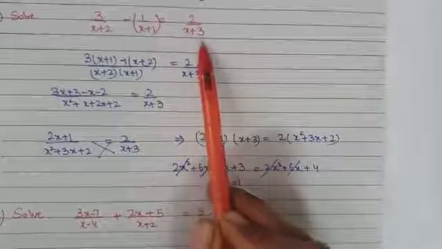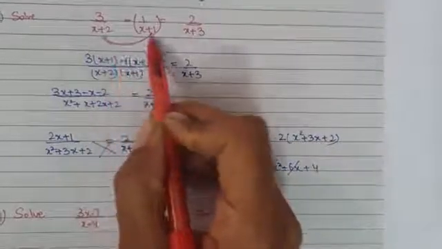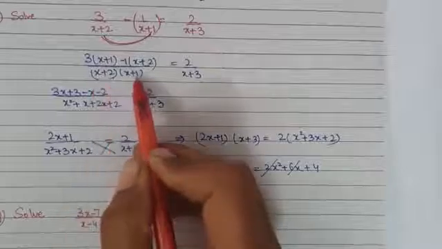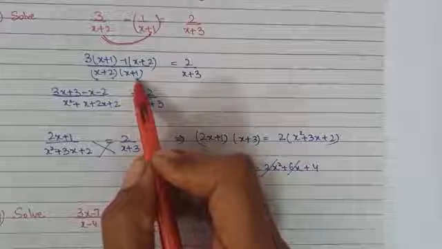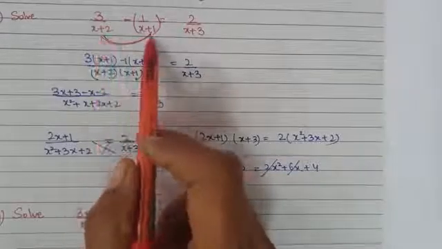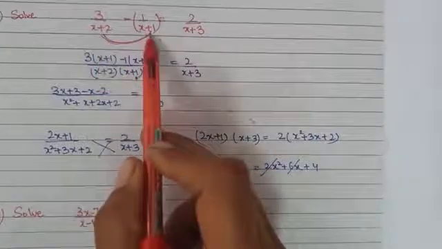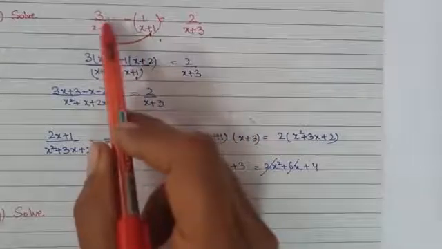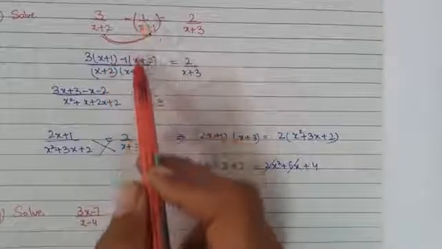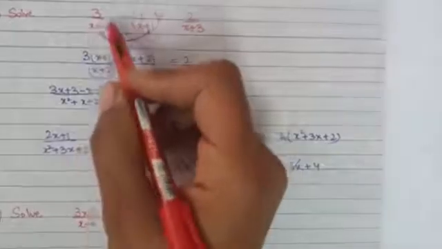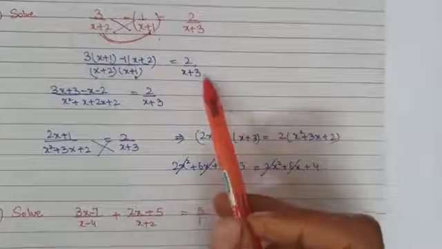The next question is 3 upon x plus 2 minus 1 upon x plus 1 is equal to 2 upon x plus 3. It is very clear. First of all, we have to take LCM. x plus 2 into x plus 1. This is the easy method to take the LCM when variables are there, because we cannot find the factors here. So multiplying these two, then cross multiplication, that is 3 into x plus 1 minus 1 into x plus 2. I am doing nothing but the cross multiplication. This will remain as such.